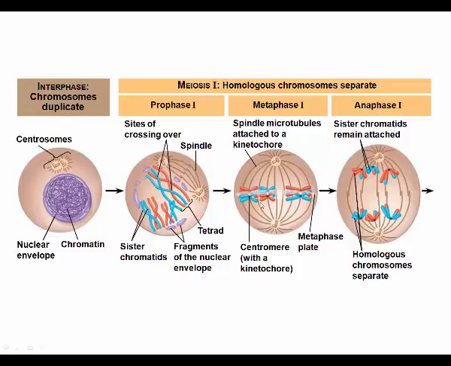In metaphase 1, homologous chromosomes line up together on the metaphase plate. That's different than in mitosis, where they lined up single file on the plate. Anaphase is the actual physical separation of homologous chromosomes from each other. It's called anaphase 1 because this is the anaphase in meiosis 1. And here we have the actual separation of homologous chromosomes.